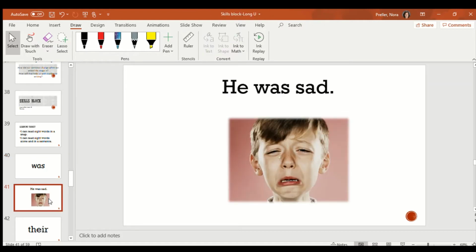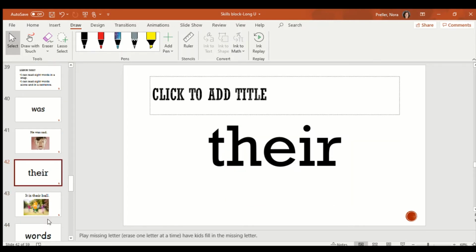Now, here's was in a sentence. Try pointing and reading to the words in the sentence. It says, he was sad. Find was in the sentence. Yep, there it is, right in the middle. Good job. Let's check out our next sight word.